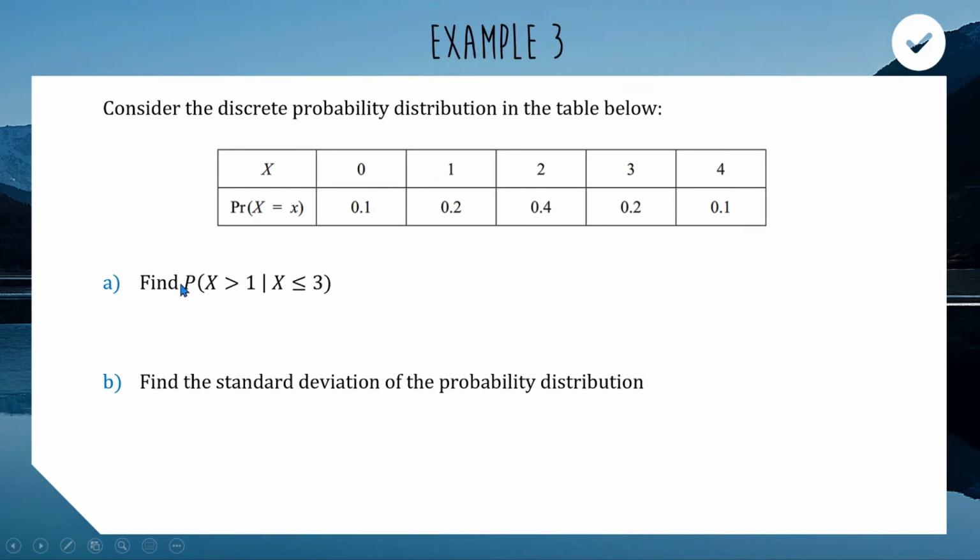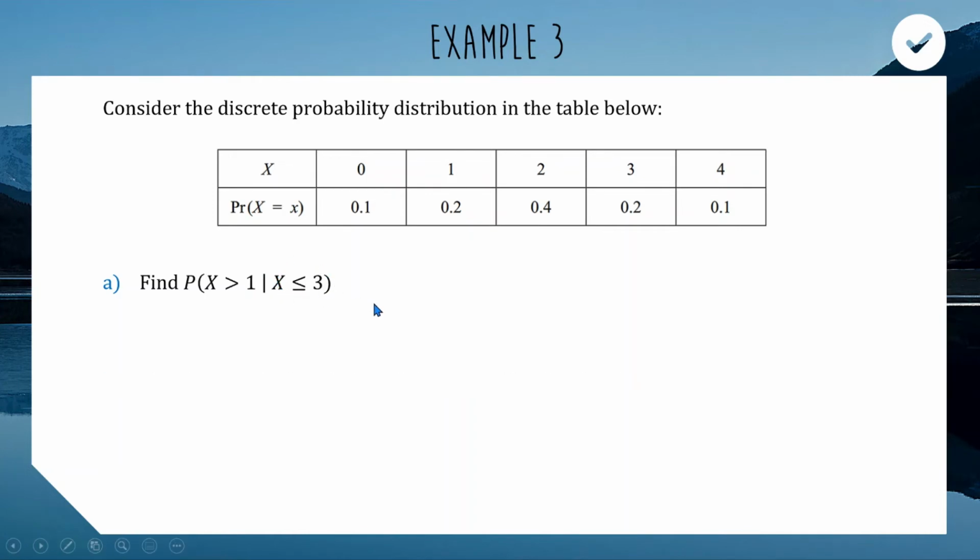Okay, part A, find the probability of X being greater than 1, given that X is less than or equal to 3. If this notation here is feeling super unfamiliar to you, you should go and watch my video on conditional probability. That's where this line comes from. So it means the probability of this happening, given that this has already happened.